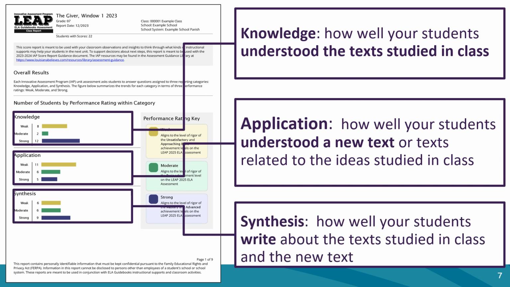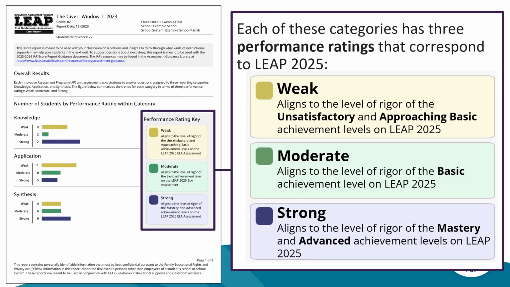Third and finally is synthesis, which is about how well your students can write about the text studied in class, as well as the text they just read within the assessment. In this section, your students wrote an essay to show their understanding of both what they read in class and the new text provided on the test. Within each reporting category, students are classified as performing either as weak, moderate, or strong, which are 3 performance ratings that correspond to the LEAP 2025 performance ratings.